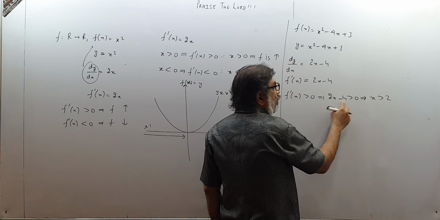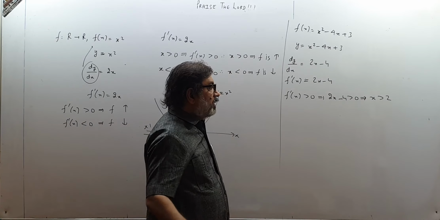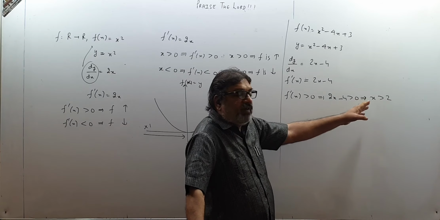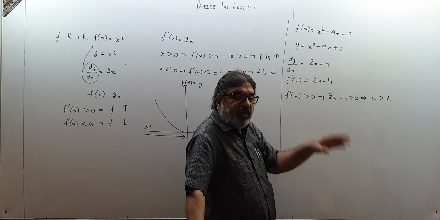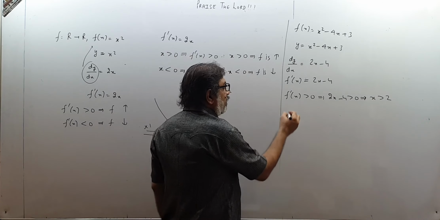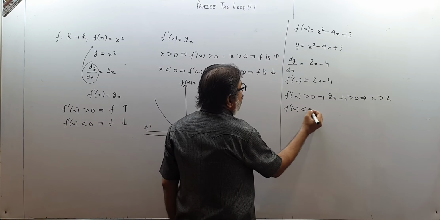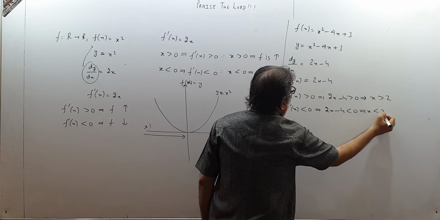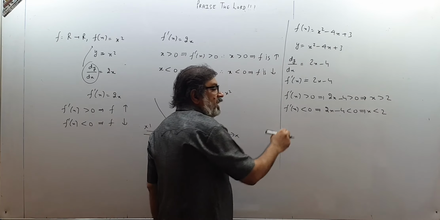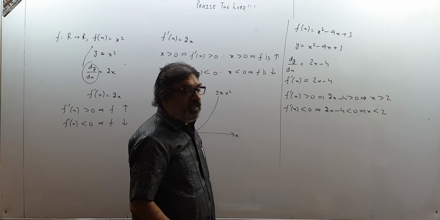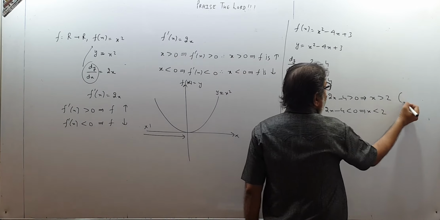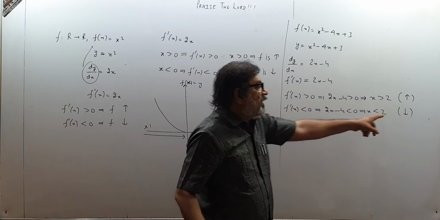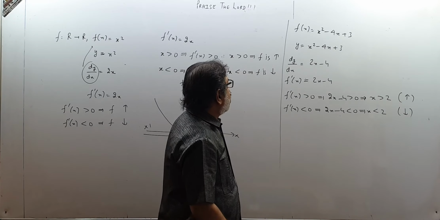more than 2. 4 will go over there, then we will divide by 2. That means for x values more than 2, f dash x will be positive. Meaning whenever we take values of x more than 2, your graph will rise. That is the meaning. And for decreasing, what will happen? F dash x less than 0 means 2x minus 4 less than 0, means x will be less than 2. Means for x less than 2, f dash x will be less than 0. That means it will be a decreasing function. So here it is increasing and here it is decreasing. Increasing because f dash x positive, decreasing because f dash x negative.